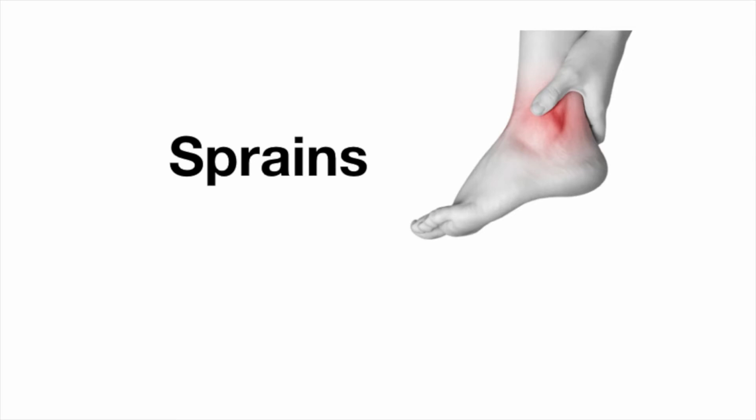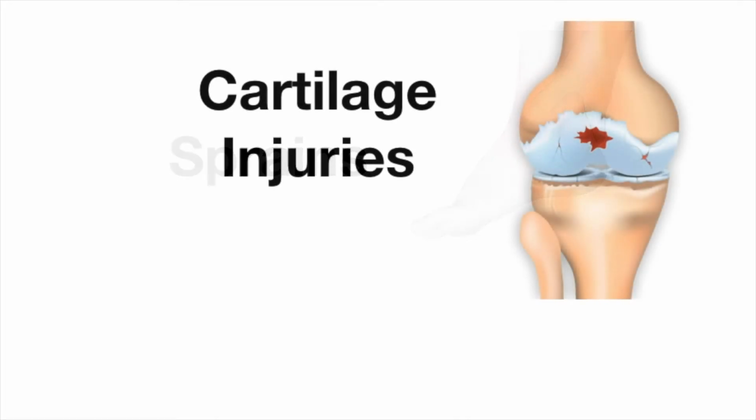A sprain is a stretching or tearing of ligaments. The most common location for a sprain is in your ankle. Cartilage damage is a relatively common type of injury. It often involves the knees. And we have dislocation, which is most common in shoulders and fingers.